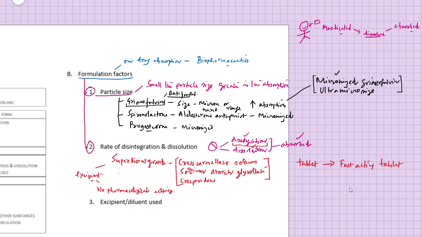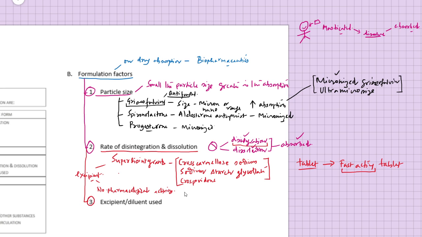Okay, so there are different formulations of paracetamol fast acting tablet. So what does it contain? Fast acting tablets would basically contain super disintegrants. And what's the rationale of using that? It makes the tablet disintegrate faster, and if it disintegrates faster, there will be faster dissolution, and if there is faster dissolution, there will be faster absorption. So rate of disintegration and dissolution influences the rate of absorption from the GIT.